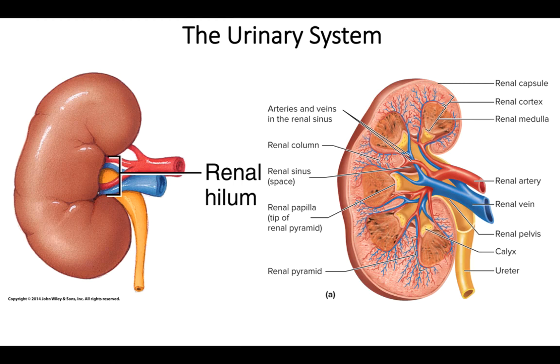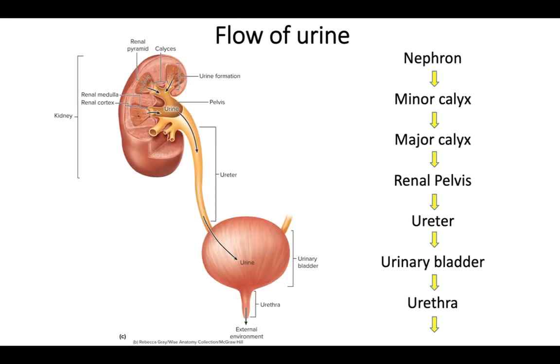So that's the internal anatomy. Reviewing a little bit about the flow. Now, we don't know how it's made yet, but it's going to be made using the nephrons. So again, we call a nephron the functional unit of a kidney. There's about 1 million of them. They're small and microscopic, so we don't see them on this drawing, but they're all in there.